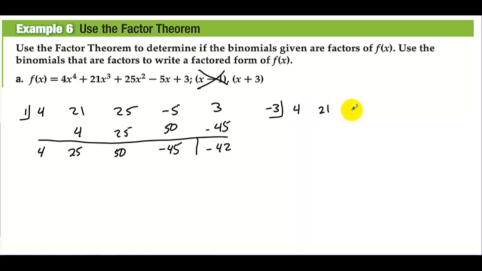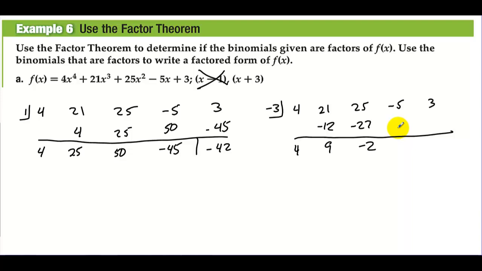4, 21, 25, negative 5, and 3. Let's bring the first one down. 4. We have negative 12. That's going to be 9. Multiply, that's negative 27. So we have negative 2. A negative 3 times the negative 2, that's negative 6.